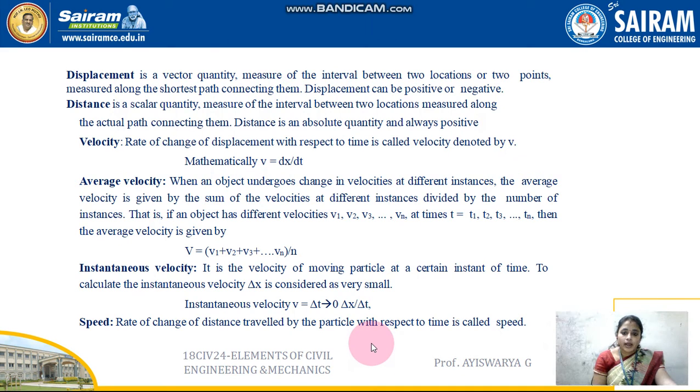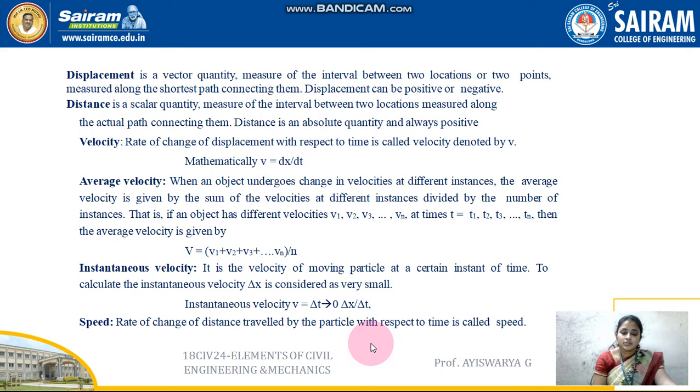Hi all. As we discussed in my previous lecture video, we had seen the basic terms and their explanations, like displacement, distance, velocity, average velocity, instantaneous velocity, and speed. So now I'm going to recall everything. Displacement means the shortest distance. Distance means the actual distance, the longest distance to reach from point A to point B, two different points.